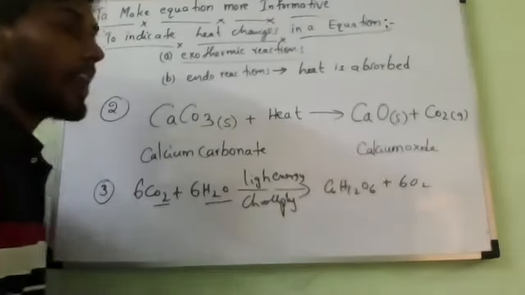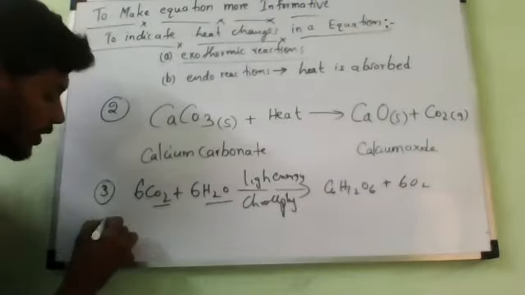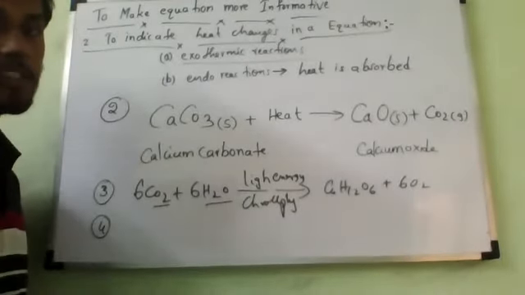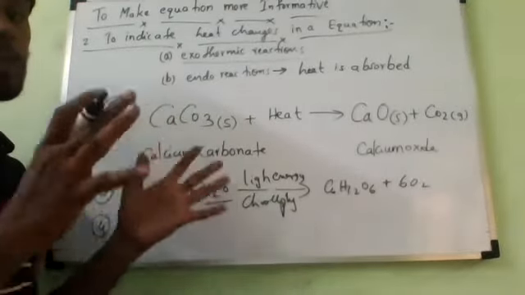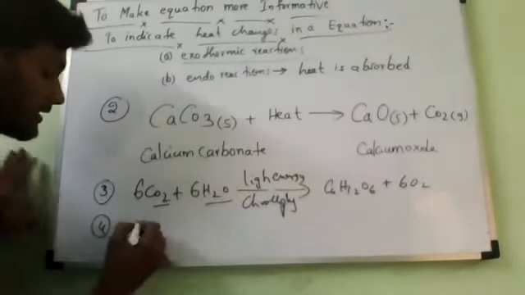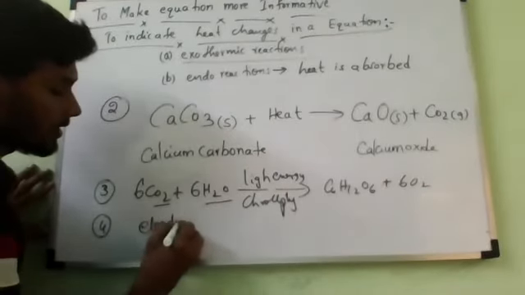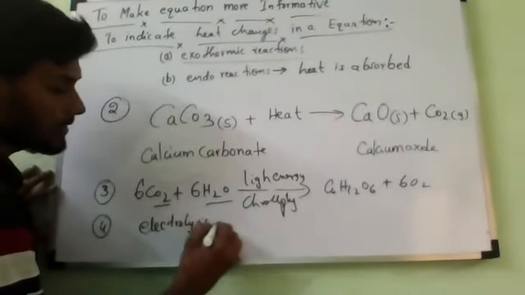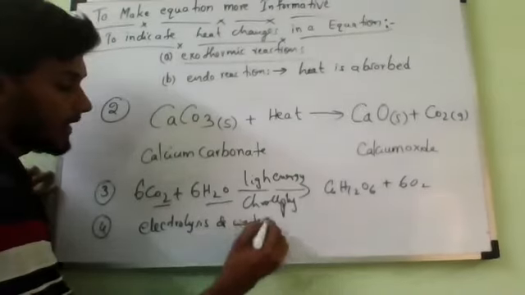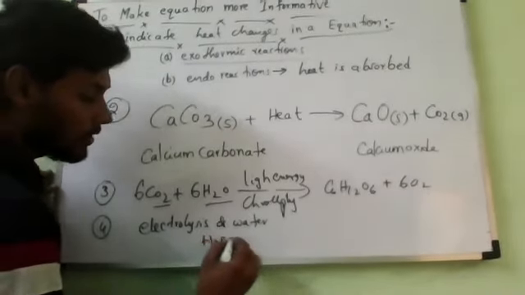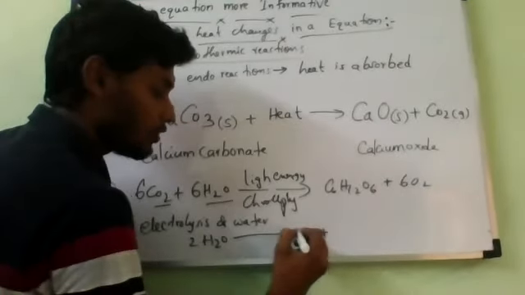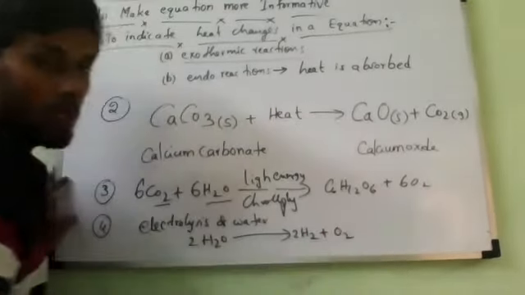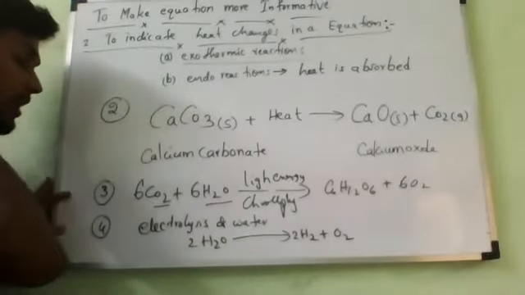As well as that, in class 8 you must have studied electrolysis of water. Electrolysis means that by passing current we can split hydrogen and oxygen from water. If we take 2H2O and do the electrolysis, then it will form 2H2 plus O2. So this is called electrolysis of water.